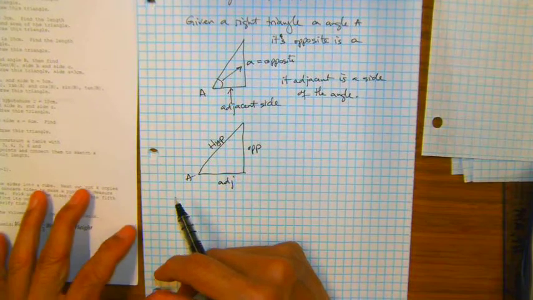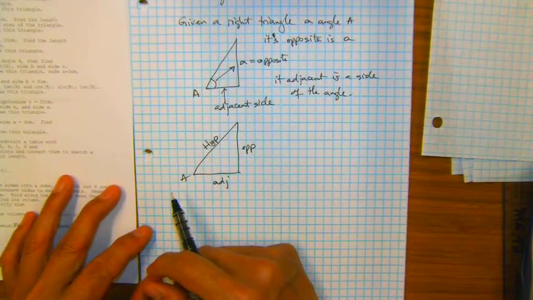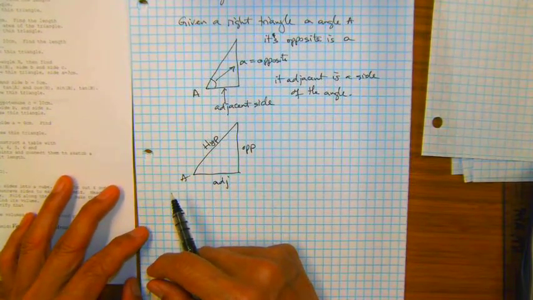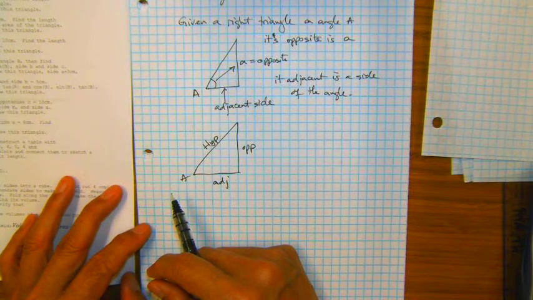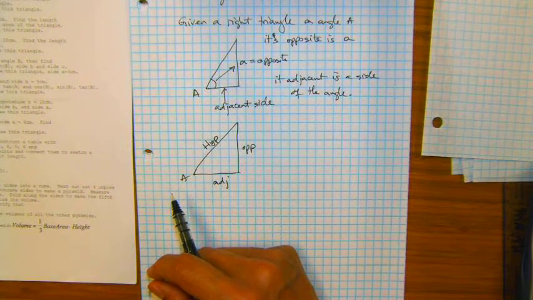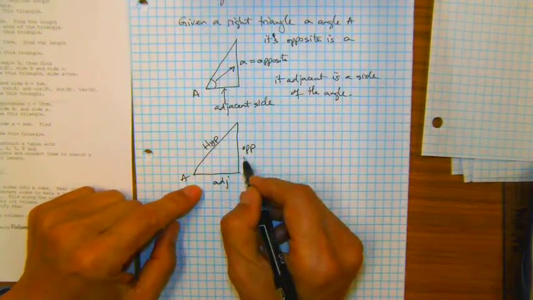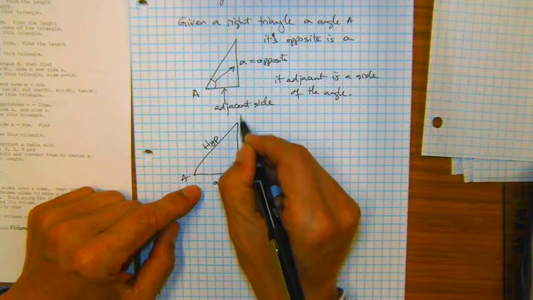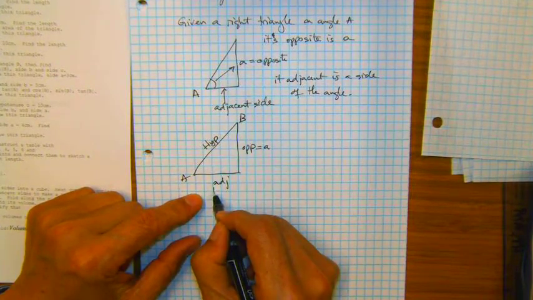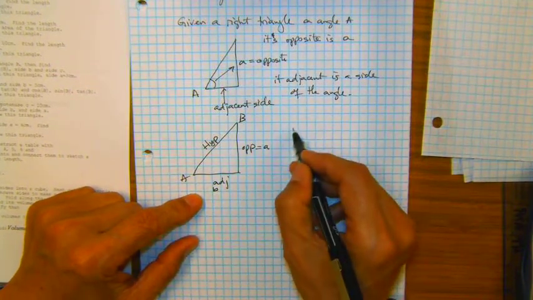And is that always based off of the angle that you're referring to? That's right, yes. If you change the angle, then the opposite side will change. The hypotenuse is always the hypotenuse, but opposite and adjacent depend on which angle you're referring to. Okay, so on this case, this will be angle A, and this will be angle B and side B.